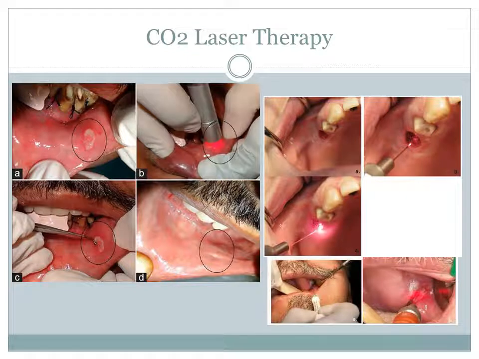CO2 laser therapy. There are two techniques. One of these techniques is to determine the lesion and the border of the lesion, and cut the border of the lesion by laser so that we can take the patch with forceps. The other technique is to move the laser forward and backward for vaporization of the lesion.